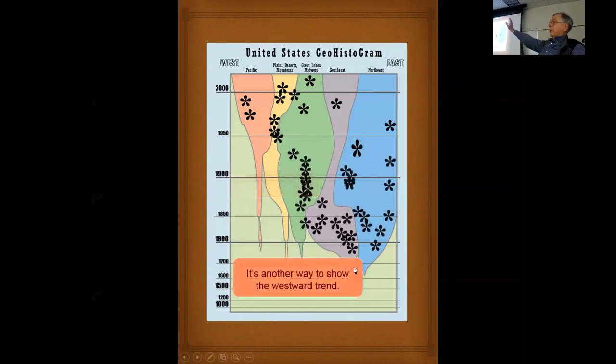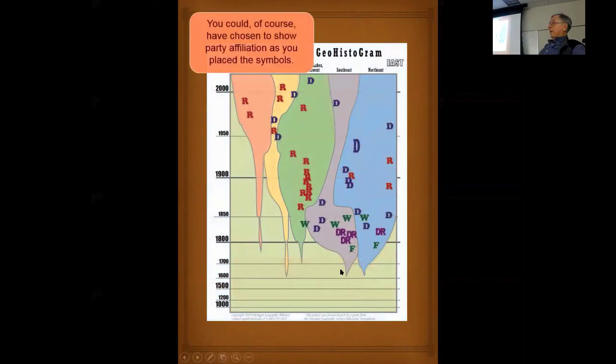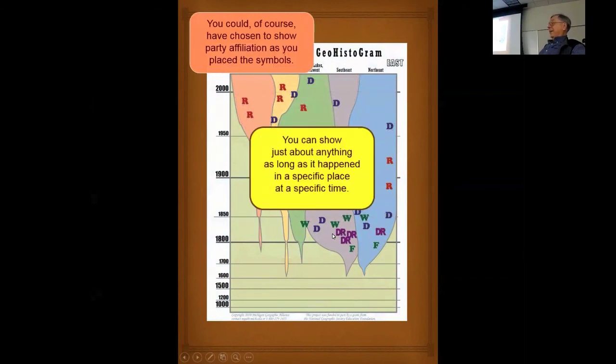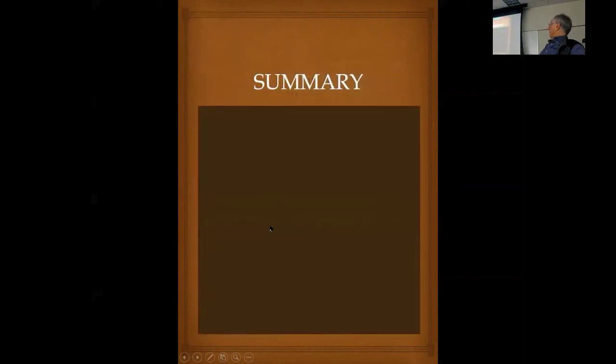Now, this shows the westward trend of political power in the United States. You could, of course, make it more complicated by putting on party membership and things like that. And that's sort of the point, you know? You can show anything that happened if you can fix it in place and time. And students will encode it relative to other things at the same time, or other things that happened before and after, which is like the whole point. So it's a brain-friendly way to help them organize knowledge.